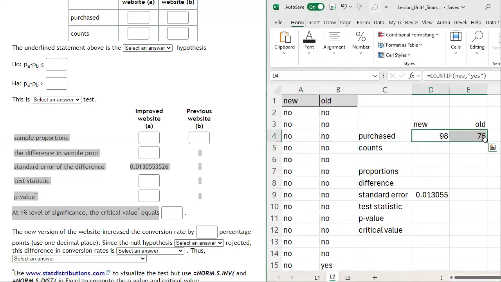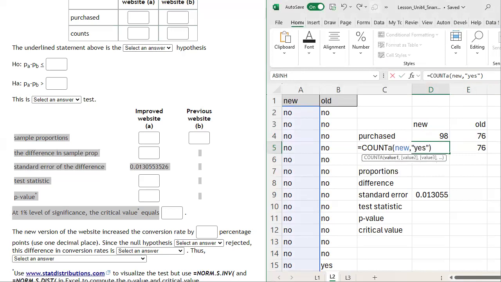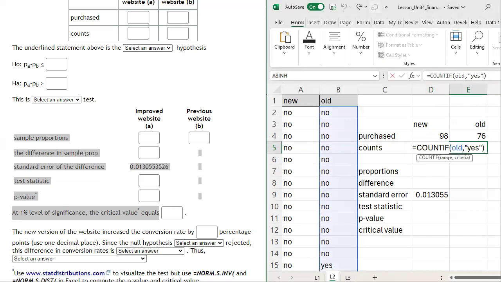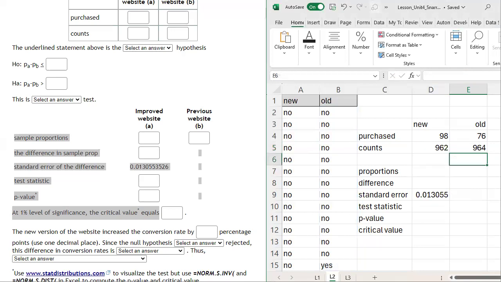I'm going to drag both of these down to here. And I'm going to change the COUNTIF to COUNTA. And then I'm going to delete the yes. And I'll do the same thing here. I'm going to change it to COUNTA instead of COUNTIF. And I'm going to delete the yes. So this will count yeses and nos in the object named old.